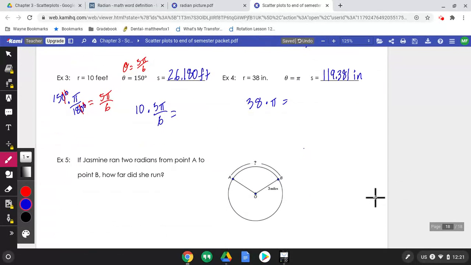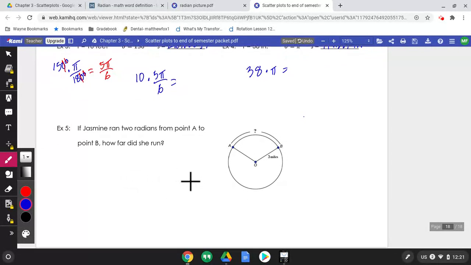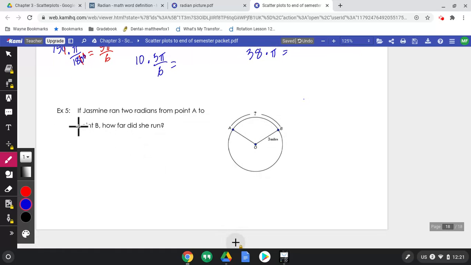Okay, we're just about done. This final question, after I looked at it, I wished I had worded it differently. I did not word this very well, but I printed this way back in November because I was trying to get the packets out quick. So sorry about that, but it says here, if Jasmine ran 2 radians from point A to point B, how far did she run? Now, what I meant to say is from point A to B, the angle formed here was 2 radians.